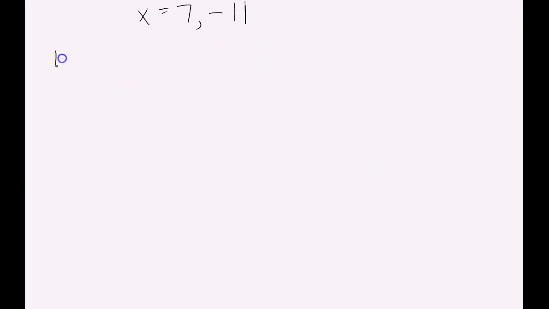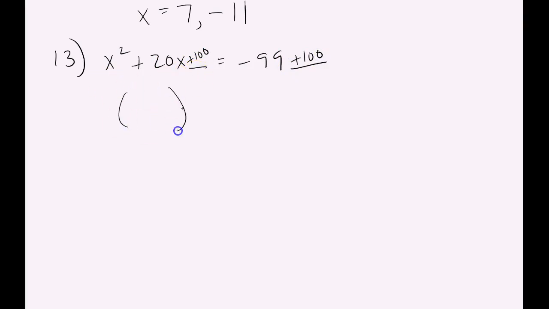Number 13, x squared plus 20x equals negative 99. Okay, started by moving that constant over. Fill in the space, so half of this is 10. 10 times 10 is a 100. Whatever you do to one side, you do to the other, and then we factor that down.